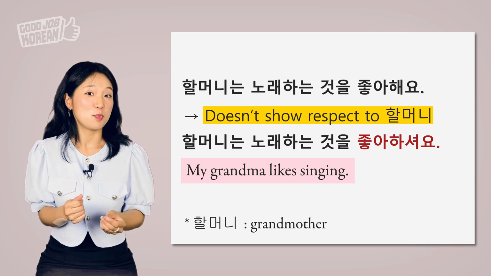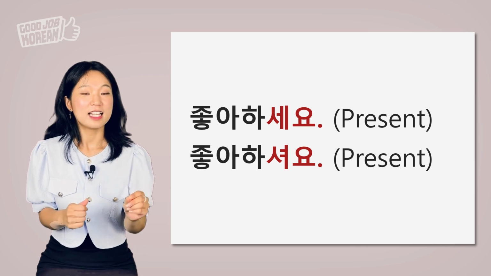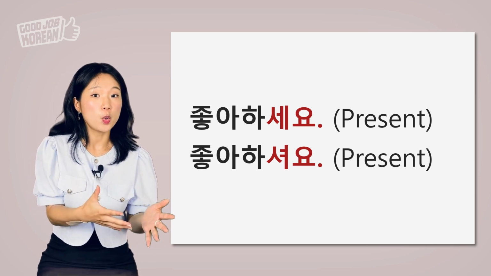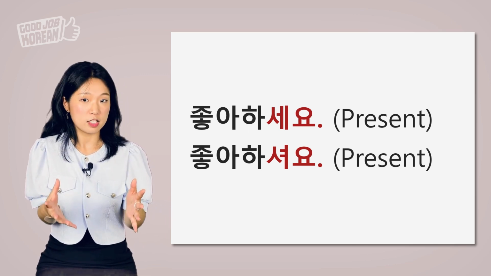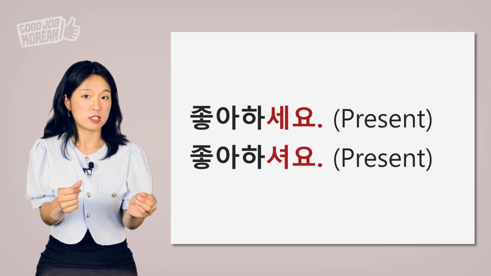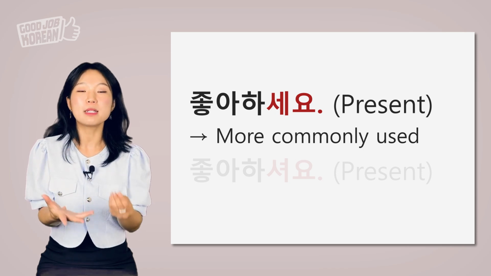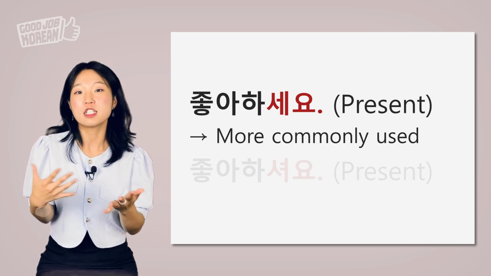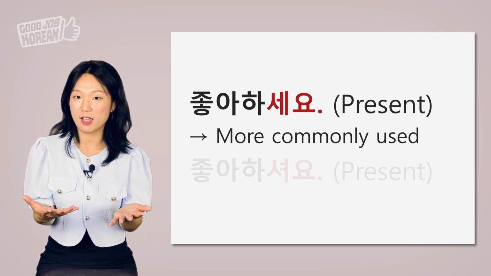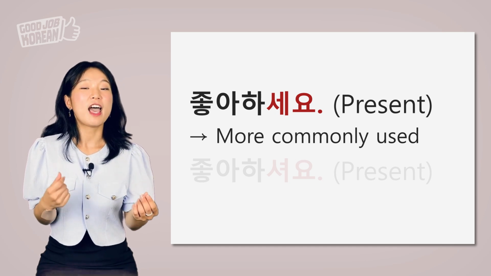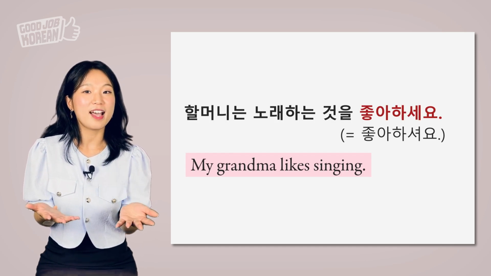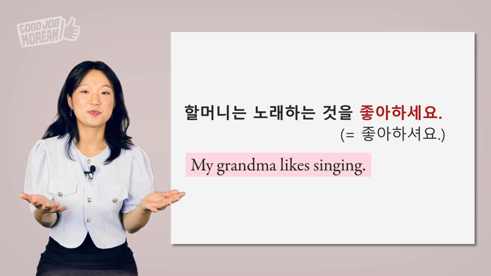There's one more thing to point out. Please note that 세요 and 셔요 both are present tense endings of 시 suffix. They both are grammatically correct, but 세요 is more commonly used than 셔요 when it's not used with another verb ending. So you can also say 할머니는 노래하는 것을 좋아하세요.